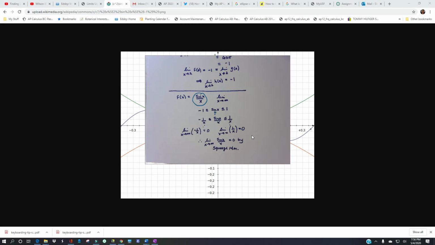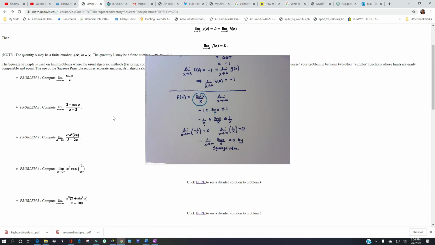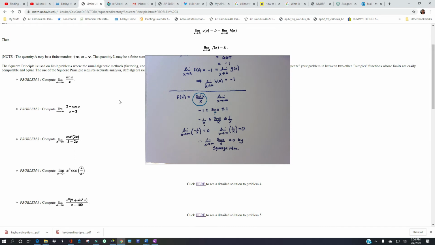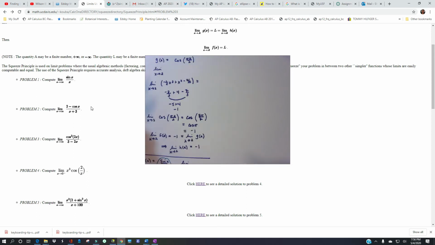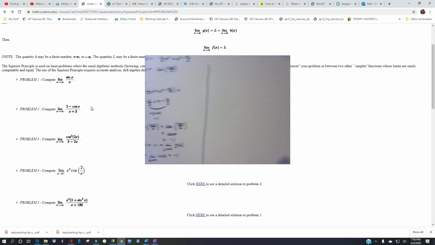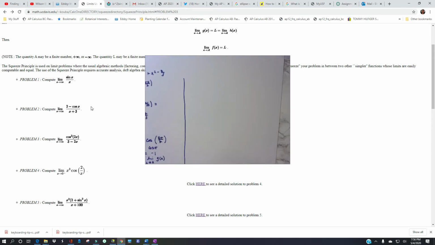Let's see, I also pulled up, is this the one? Yeah, some other ones. So I'll do a couple more examples. So let's look at this one here. Alright, so I'm just gonna work over here because I'm wasting so much paper doing this.